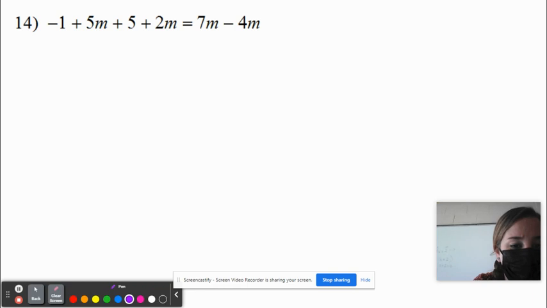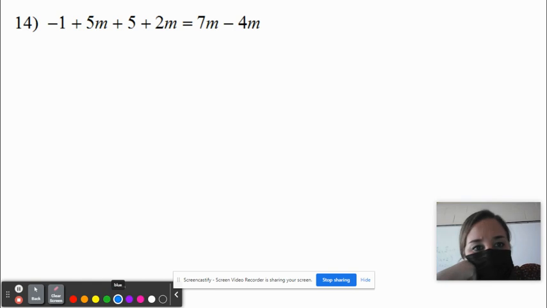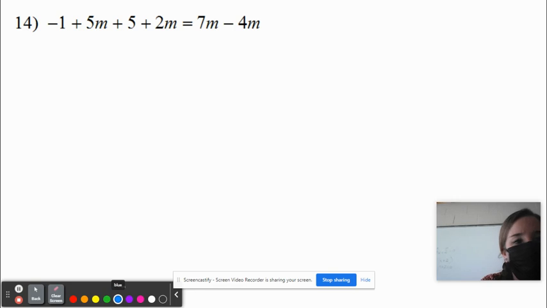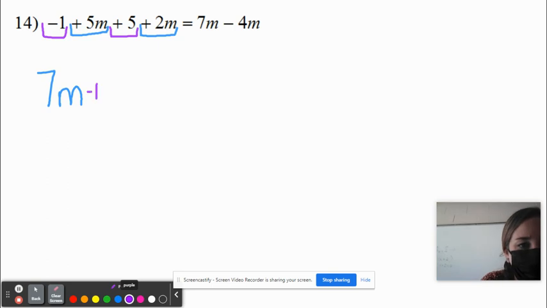All right, this one looks a little tricky. Let's take a look. Let's focus on like terms on the left. Let's start with the variables. We've got a positive 5m, a positive 2m. Don't overthink that, right? 5 plus 2 is 7m. Now we have a negative 1 plus 5. You owe me $1, but you have 5. That means there's 4. And then 7m minus 4m is 3m.